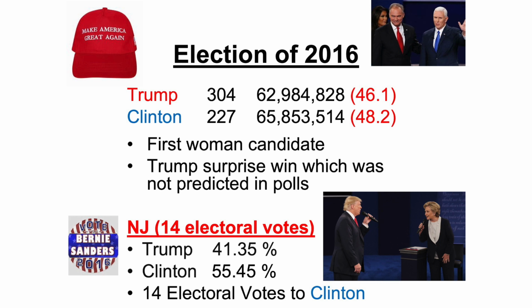In the election of 16, the first woman candidate, Trump with a surprise win. The polls all said that Hillary was going to win. Hillary kind of neglected a lot of the swing states, and so those became the ones that would hurt her in the end. New Jersey went for Clinton, and that was the way that went. As you see here, though, the numbers are 46% to 48%.